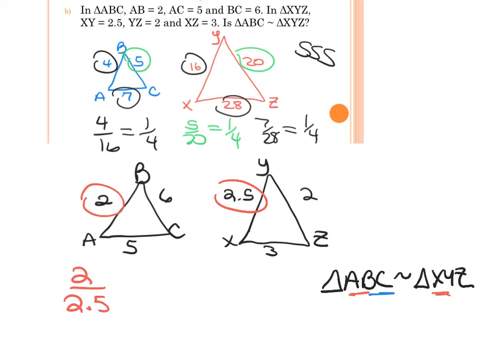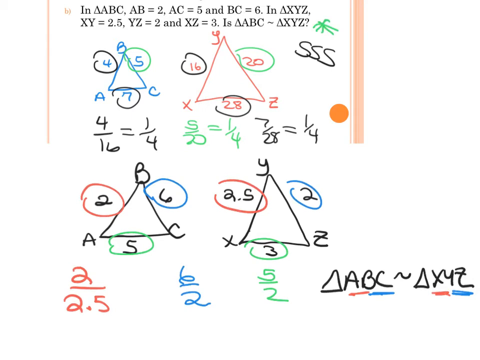Then next, BC over YZ. And then the last one, 5 over 3. Now, this time I did not match smallest with smallest, medium with medium, because they gave me a similarity statement to check. Now, let's see if these simplify to the same thing. As soon as I find one that doesn't, then I don't need to go any further.